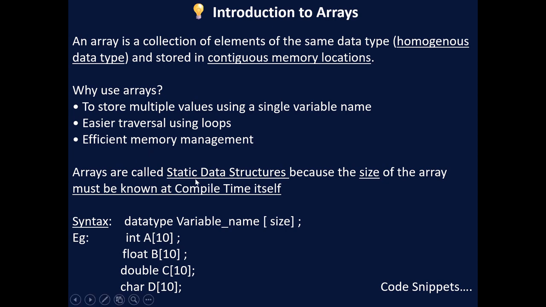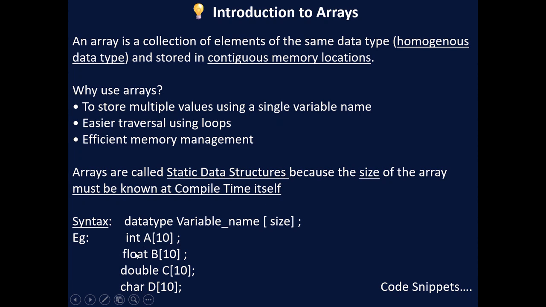The arrays are also called static data structures because the size of the array should be known at compile time itself. The syntax of declaring an array will be the data type, the name of the array, and then in square brackets the size. So this is what was mentioned here. The size of the array should be mentioned when you write the code, that is during compile time itself.